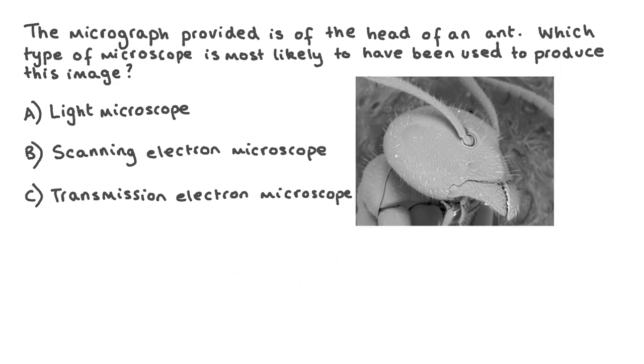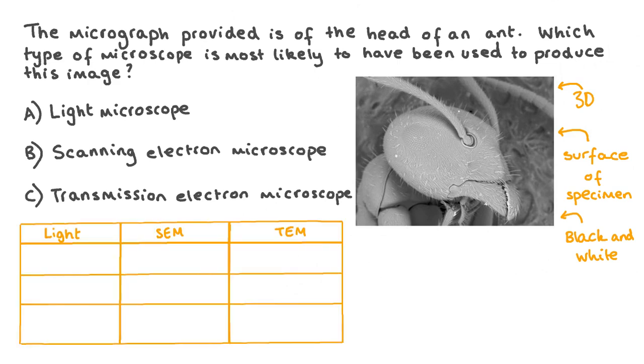Let's start by looking at the information that we've been provided with by the question in the micrograph. This image is 3-dimensional, and it is showing the surface of the head of the ant. It is also in black and white. Different microscopes produce different sorts of images, and we can use this information to determine what microscope produced this particular micrograph. We are using a table to compare the 3 different types of microscope.